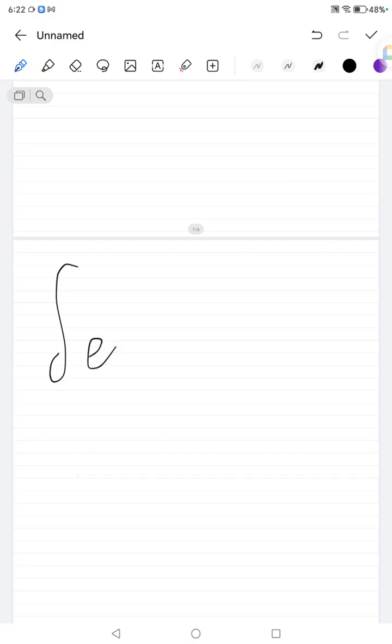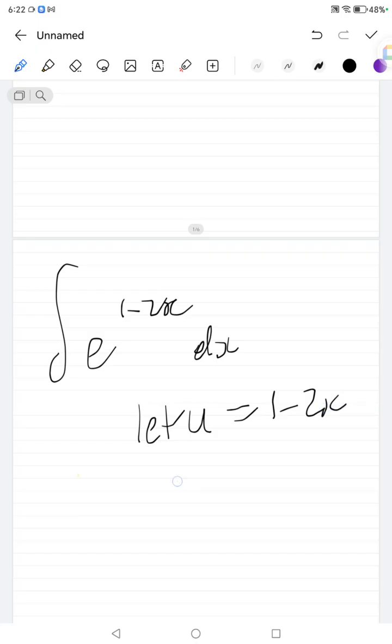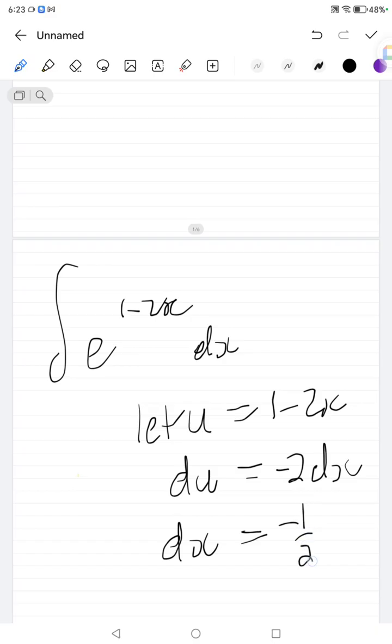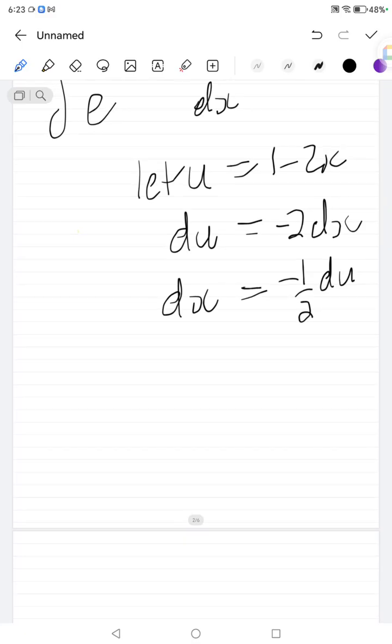We have e to the exponent 1 minus 2x dx. Then we just let u be equal to 1 minus 2x. Then you know du is going to be the derivative of 1 minus 2x, which is minus 2 dx. Therefore dx is the same as minus 1 over 2 du. Then you go again and check, you're going to have what? You're going to have e to the exponent u.